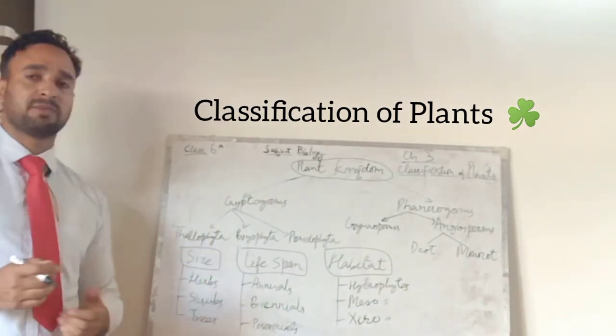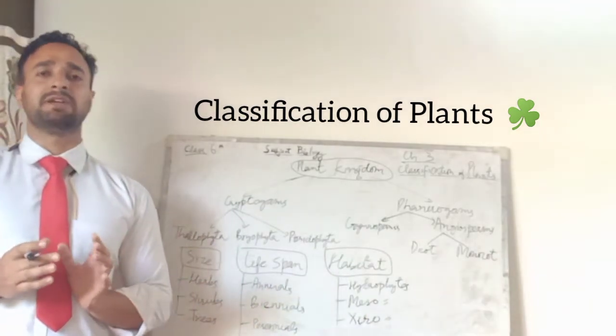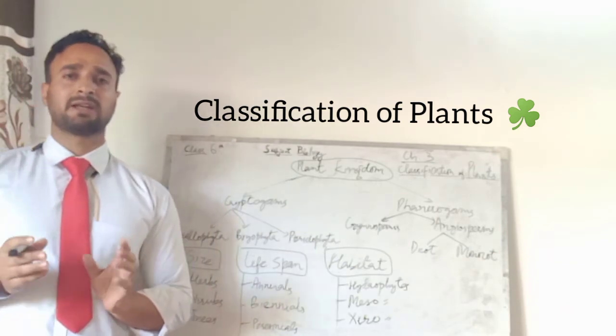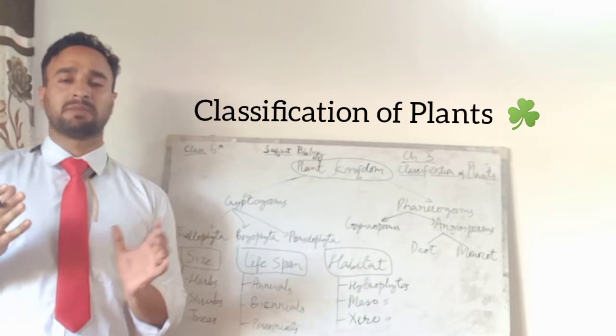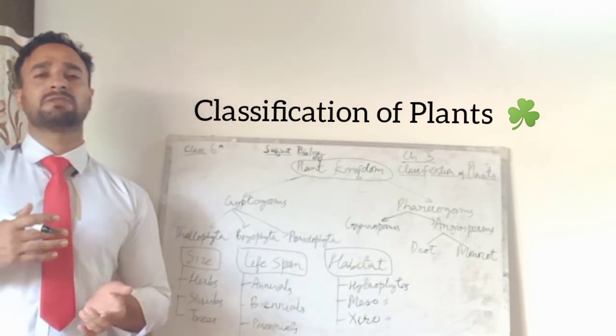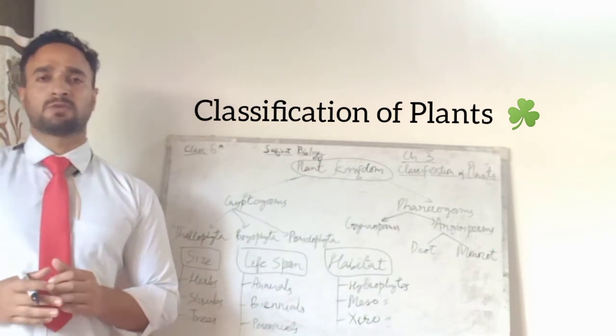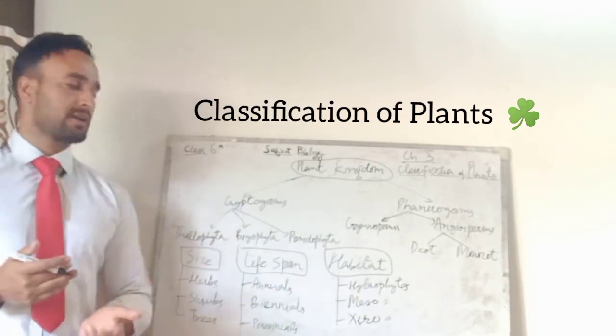And next are the shrubs. Shrubs are medium-sized plants. There are many equal-length branches growing from the base of the stem, which gives them a bushy appearance. So we can consider all the bushes as shrubs.